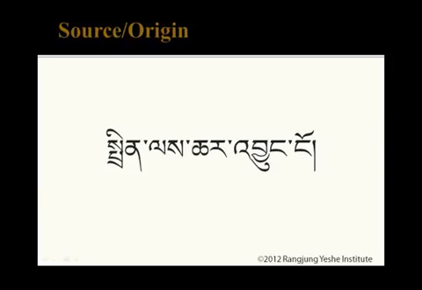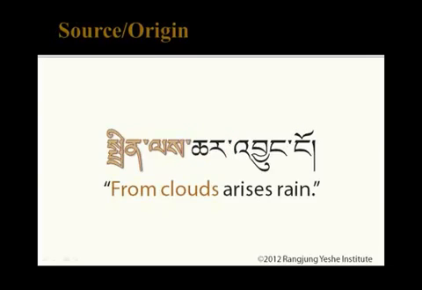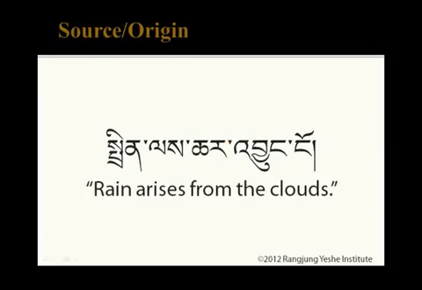Dinle char chungo. The final verb chung means arise. Then we have tin, meaning cloud, marked with the source particle, le. Then there's char, rain. So we could read this sentence literally as from clouds arises rain. Although it might make more sense to say something like rain arises from the clouds.